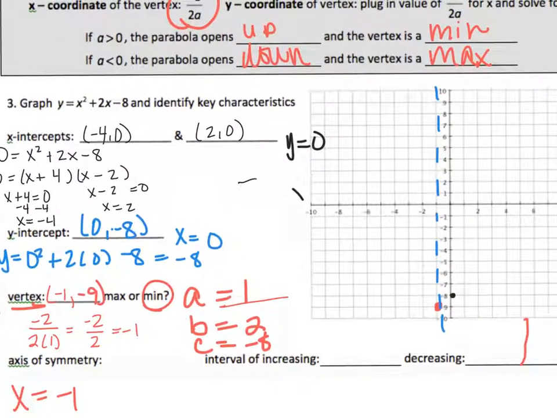Okay, so I'm going to plot those points. Negative 4, 0, and 2, 0. So just a quick note. Notice that the negative 4 is 1, 2, 3 units away from the axis of symmetry, and so is 2. 1, 2, 3 units away. That should always happen, okay? That's why the axis of symmetry is the axis of symmetry. It creates even things on both sides. So I found everything that it wanted me to find, so I'm just going to connect my dots. Make a nice U.